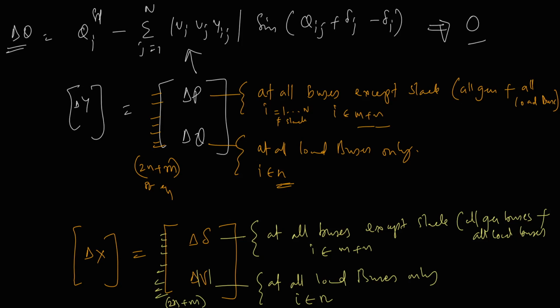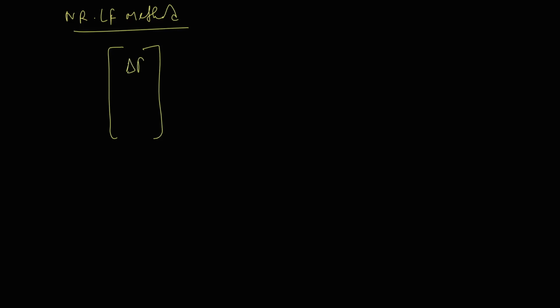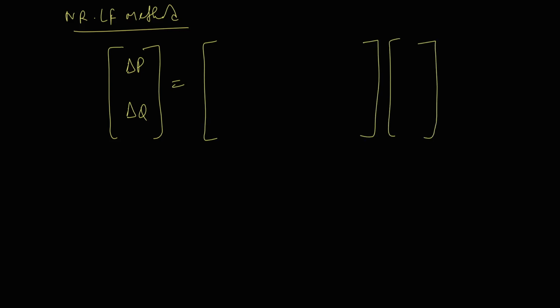So I can write down, in general, the Newton-Raphson load flow method as delta P's and delta Q's equal to the Jacobian matrix multiplied by delta and delta V's, right?